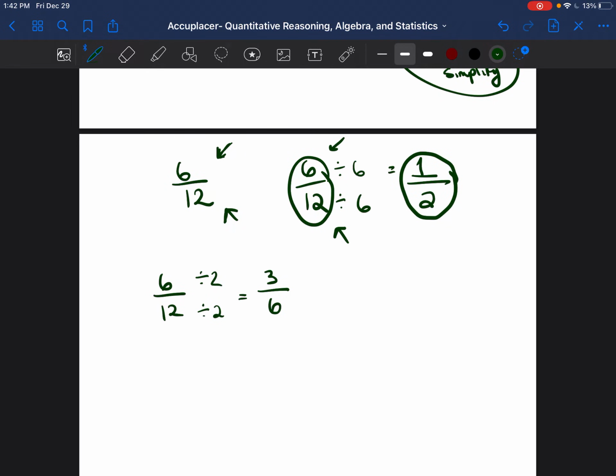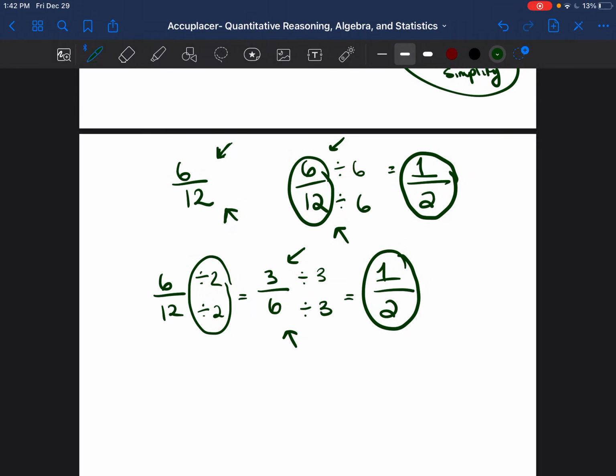Okay, so you started by dividing by 2, but the one thing you have to do is you have to keep checking if there's another number that can now go into 3 and 6. And the answer is yes. You can divide 3 by 3 and you can divide 6 by 3. So 3 divided by 3 is 1. 6 divided by 3 is 2. So now you get 1/2.